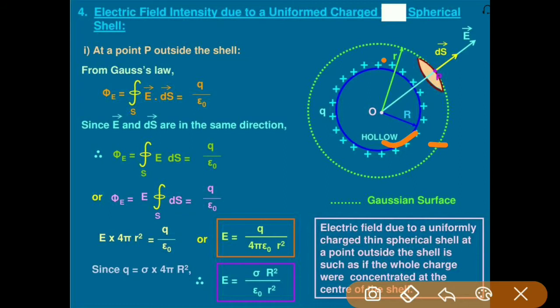Our aim is to apply Gauss's law, and what is the statement of Gauss's law? The closed integral of E dot dS is equal to q upon epsilon naught. First we have to find the value of the closed integral of E dot dS. For that, see here: if you take the area vector on this differential surface area on the Gaussian surface, it is normal, outward, in the direction indicated by dS. So this is your area vector.